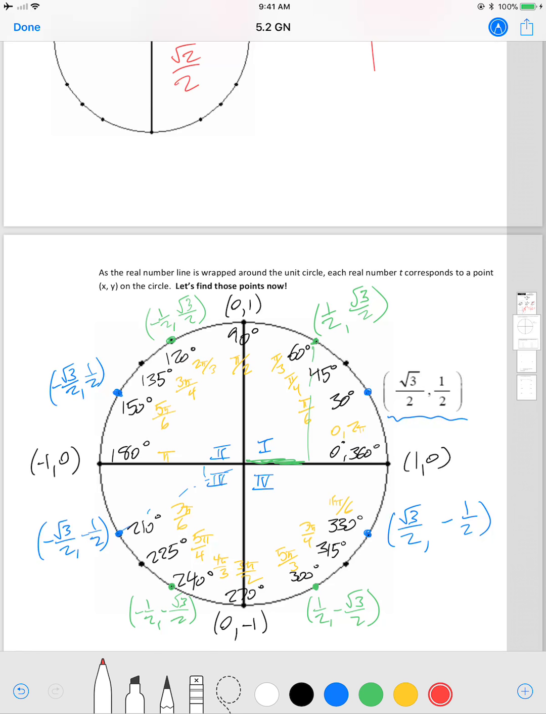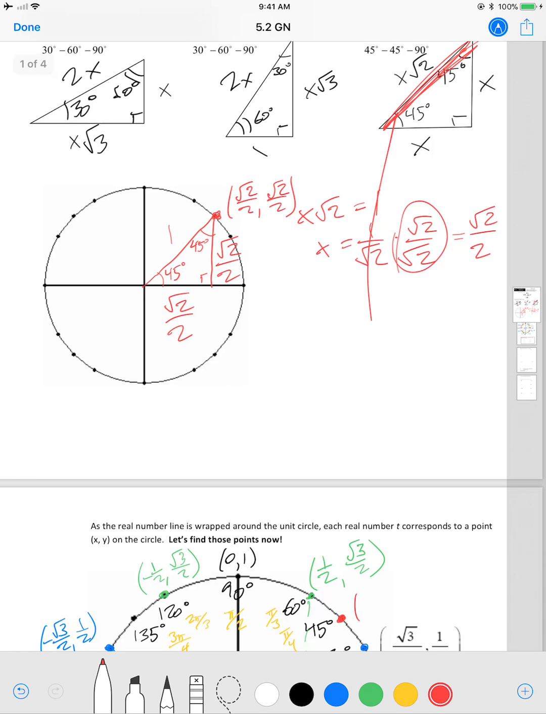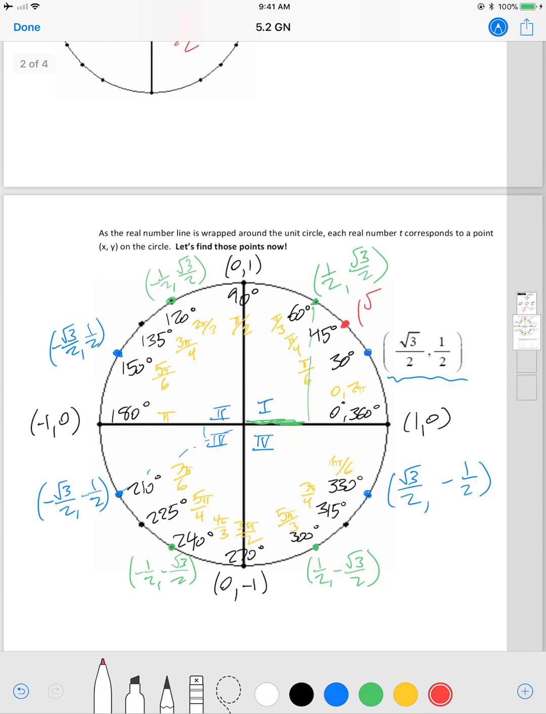And finally, I'm going to look at the 45-degree angles, starting right here. Here we had square root of 2 over 2, square root of 2 over 2. So those are the coordinates here. And again, x is negative, y is positive. x and y are both negative, and x is positive, y is negative. So just like that, we get the coordinates of our points on the unit circle.